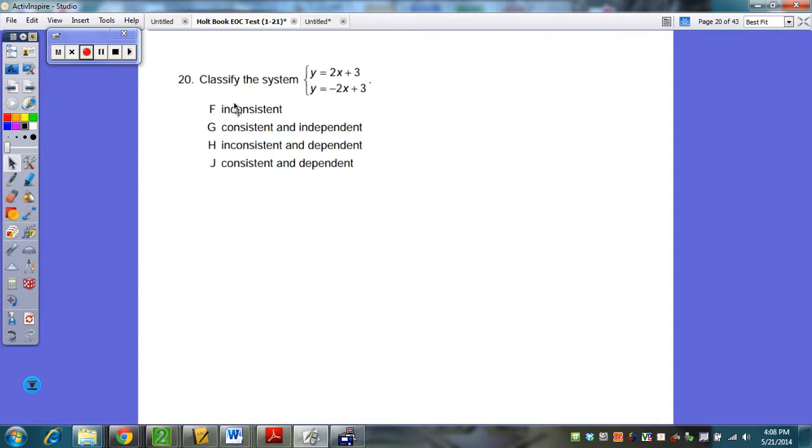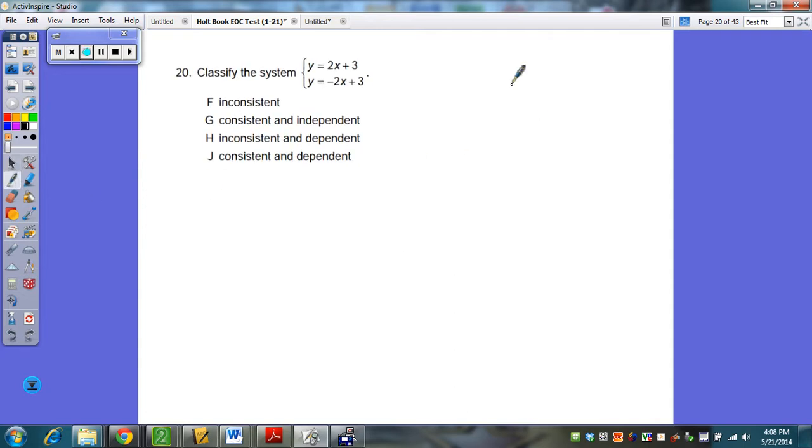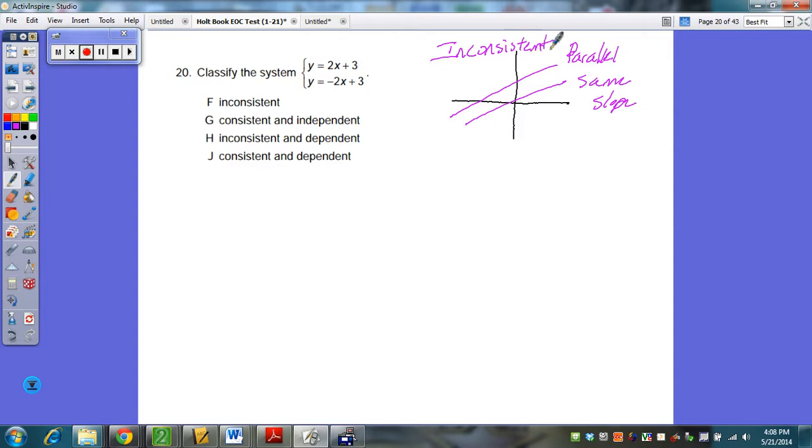We're going to classify the system here. Again, remember, if it's inconsistent, that means my two lines will never intersect, which means they are parallel, which is same slope. Okay? That's inconsistent. Then we have consistent systems. Let's do that.